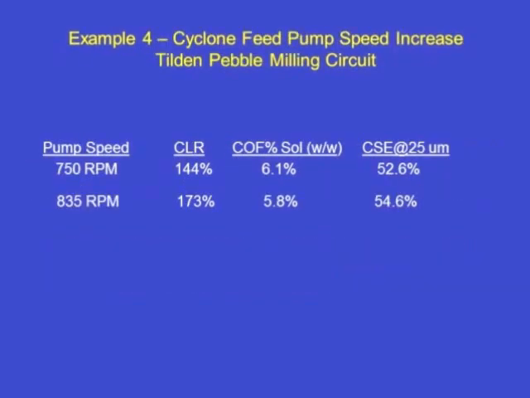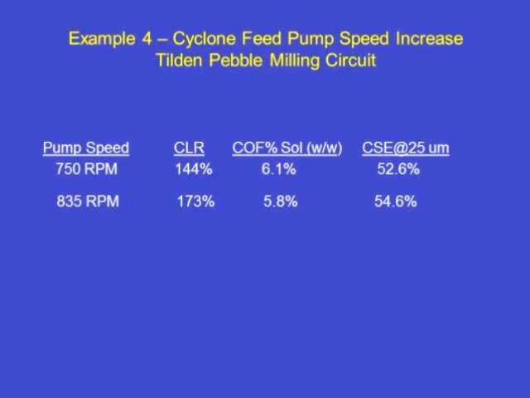Here's an example of two plant experiments we did at Tilden some years ago, where we did a sampling of one of the pebble milling circuits. One of the objectives there was to drive up circulating loads because we saw they were quite low. And the grind target is typically 80 to 90% passing 25 microns.